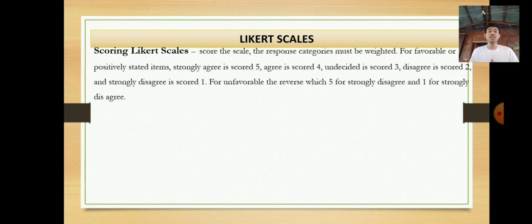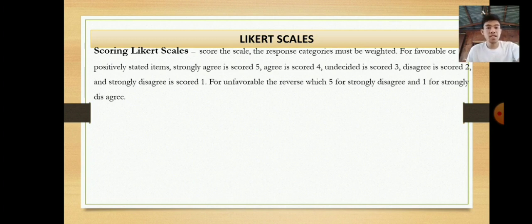For unfavorable statements, revise lang, which is yung 5 for strongly disagree and 1 for strongly agree. So yun yung scoring natin: kung positive stated items, which is yung favorable, strongly agree is 5, then strongly disagree yung 1. So unfavorable, balik tayo rin lang.